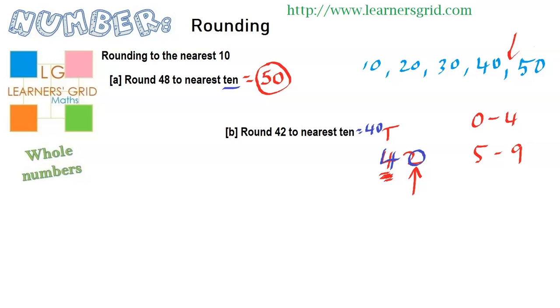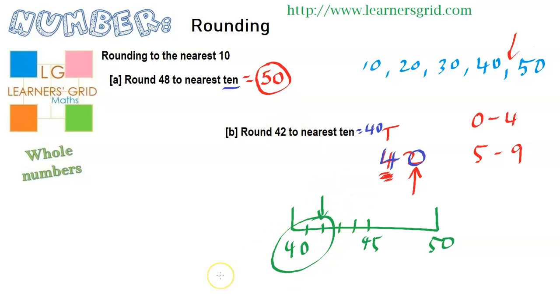Okay, and as we've already had a look at, we can have a go at putting this on a number line. So let's do that. So here's a quick little number line. Here's 40. Here's 50. Around here's 45. So 41, 42, 43, 44. So 42 is about here. And immediately you can see that it's close to 40. So that makes sense. Okay. So that's question A and B. I am going to clean all this off now and we'll have a look at question C.